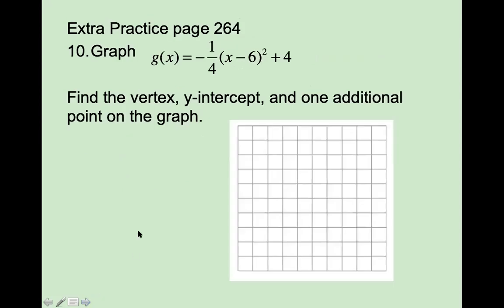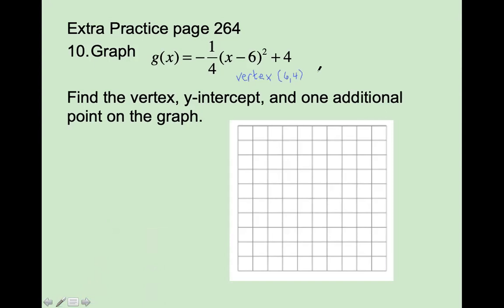All right, practice page 264, graph g of x equals -1/4 (x minus 6) squared plus 4. Find the vertex, the y-intercept, and one additional point on the graph. Let me move my picture out of here. All right, so it's in standard form. Let's talk about finding the vertex. Excuse me, it's in vertex form. So our vertex is 6, 4. All right, easy to find.